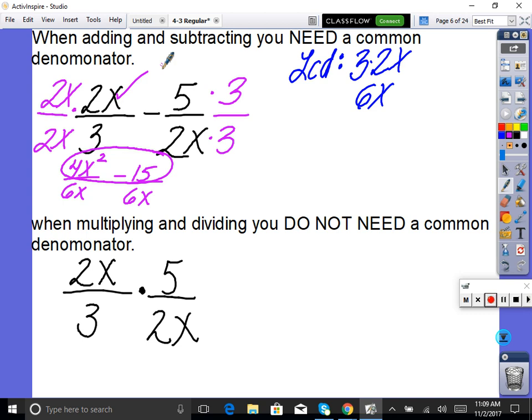Okay, now combine our numerators. So we have 4x squared minus 15 all over 6x. And then we'd say, okay, now we can factor and divide out exact factors. Does anything pull out on top?